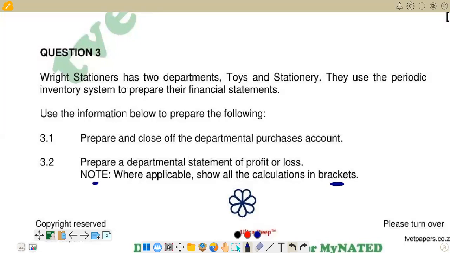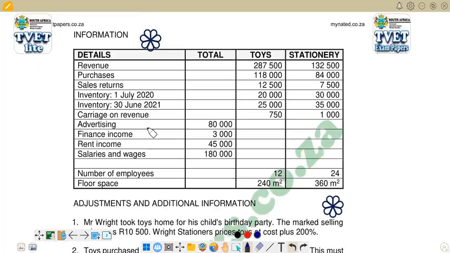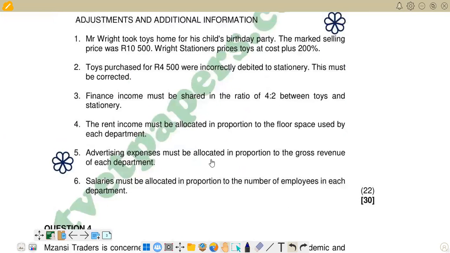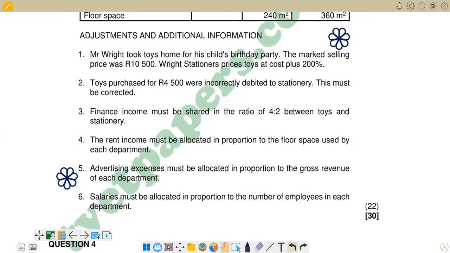So we go to our question. This is our question that we have. We are given the list of balances there, whereby we put a details column, total column, toys column, and then stationery column. We have also got adjustments and additional information that is given in that question paper. If you go down, you see that we have about 6 additional information items that we are given. And let's take note, the question is 30 marks.